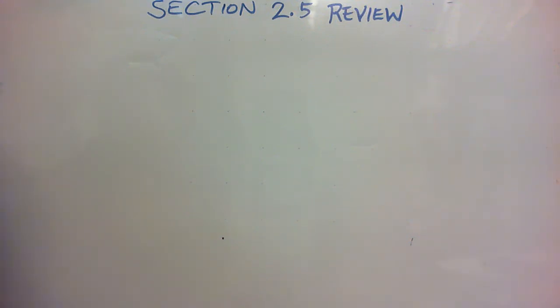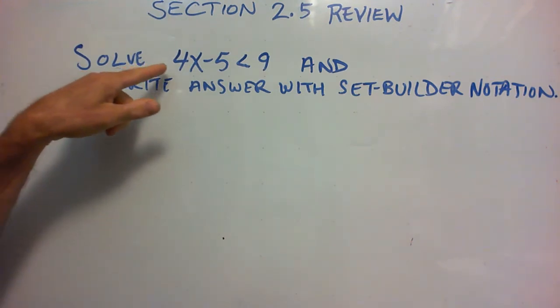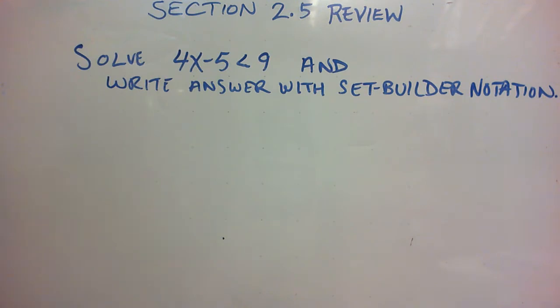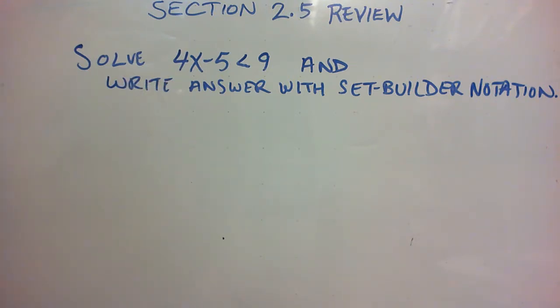Okay, we're going to do some 2.5 review problems. Our first problem is solve the inequality 4x minus 5 less than 9 and write the answer with set builder notation. Now this is a linear inequality and it can be solved using the same methods we used for solving equations. Just isolate x on one side of that inequality sign.